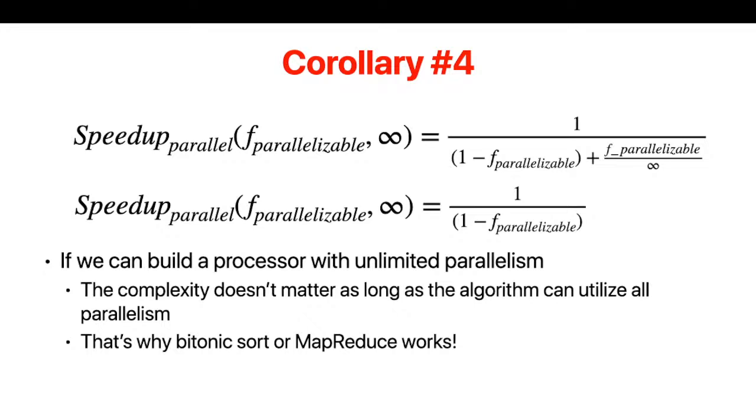Another thing which applies the corollary 4 we learned here is that because complexity is less important than parallelism due to the limitation of processing capability nowadays, we started to have parallel programming models that trade the computation efficiency of each piece of code for parallelism. One is the Bitonic Sort that we just saw.